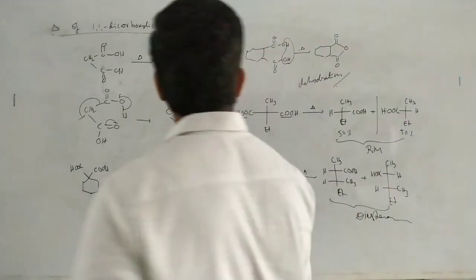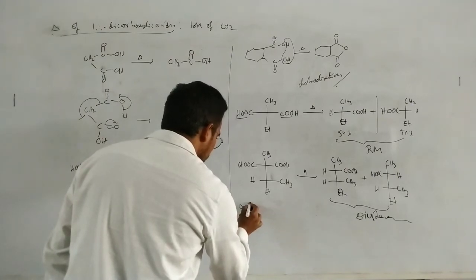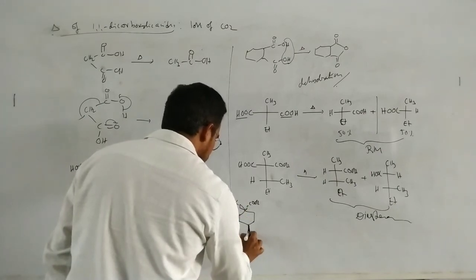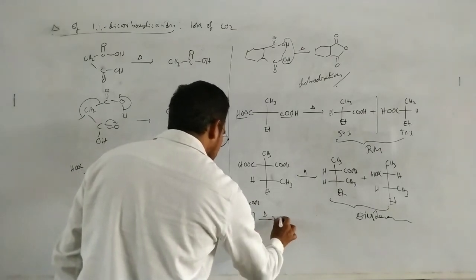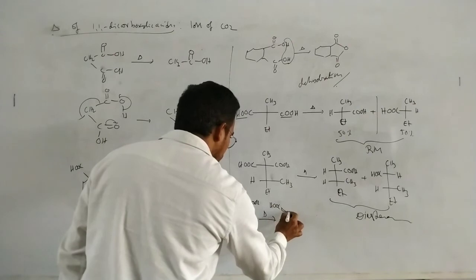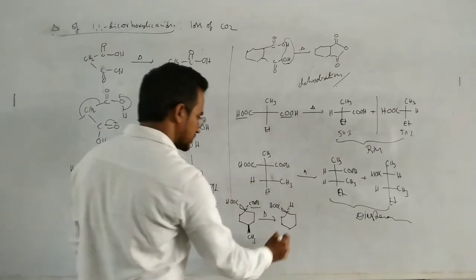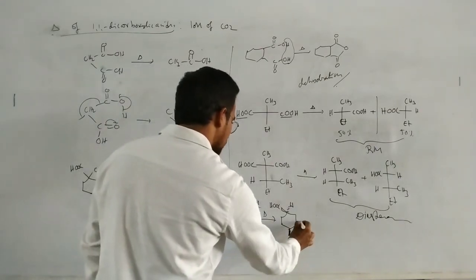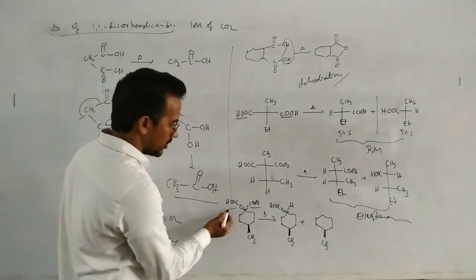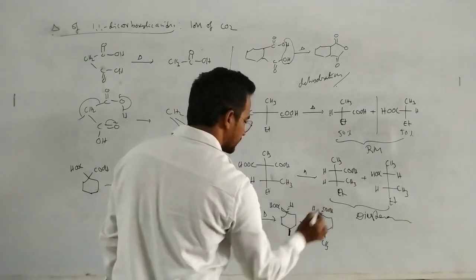Or suppose another example. Here COOH, and here in this case CH3. On heating, decarboxylation takes place from either COOH. If decarboxylation occurs from this COOH, one hydrogen remains here. Or decarboxylation from this other COOH, that means here hydrogen and this one is the COOH.